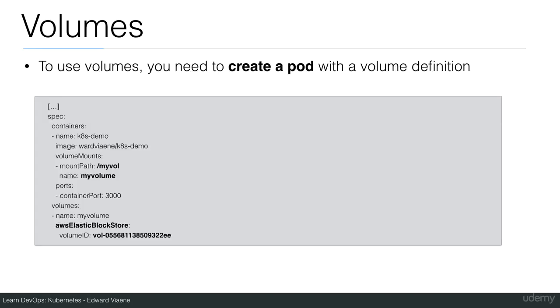Next, we need to create a pod with a container. This is our container that we always use. We can specify volume mounts. The mount path can be /myvol, and the name is myvolume. This name myvolume comes back under volumes. And then we're going to define AWS Elastic Block Storage, and we're going to specify the volume ID. And that's what I'm going to show you in the next demo.